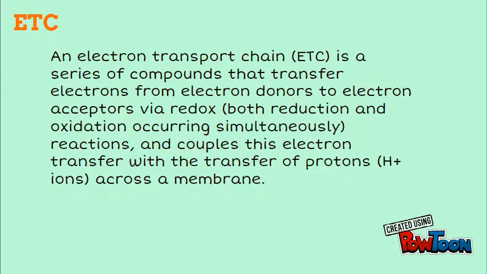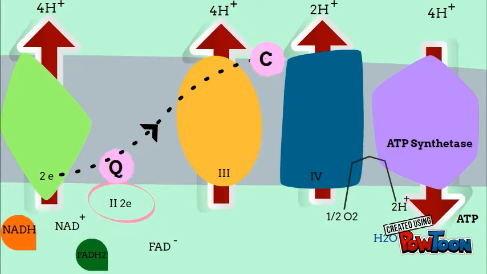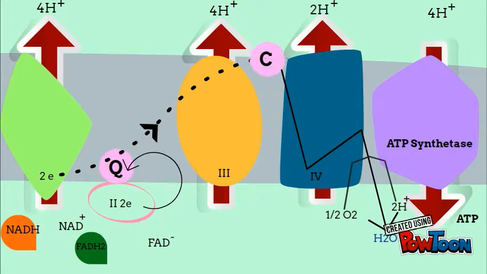The ETC is a series of compounds that transfer electrons from electron donors to electron acceptors via redox reactions. In the mitochondrial inner membrane there are a bunch of protein complexes. Major ones are known as complex 1 or NADH dehydrogenase, complex 2 or succinate dehydrogenase, complex 3 cytochrome C reductase, complex 4 or cytochrome C oxidase. The factors involved in the ETC are coenzyme Q10 and cytochrome C.